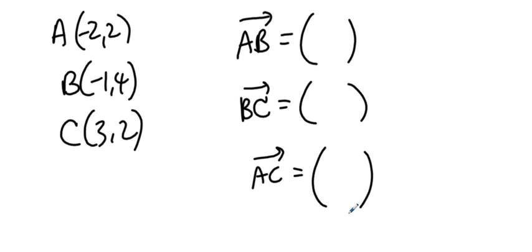You can do that either by subtracting coordinates, and remember we do terminal minus initial. We do the C's minus the A's, the C's minus the B's, the B's minus the A's. We do terminals minus initials. So you could do it that way, or you could graph the points, draw the segments, and count boxes for yourself. You don't get style points for doing it in a particular way.